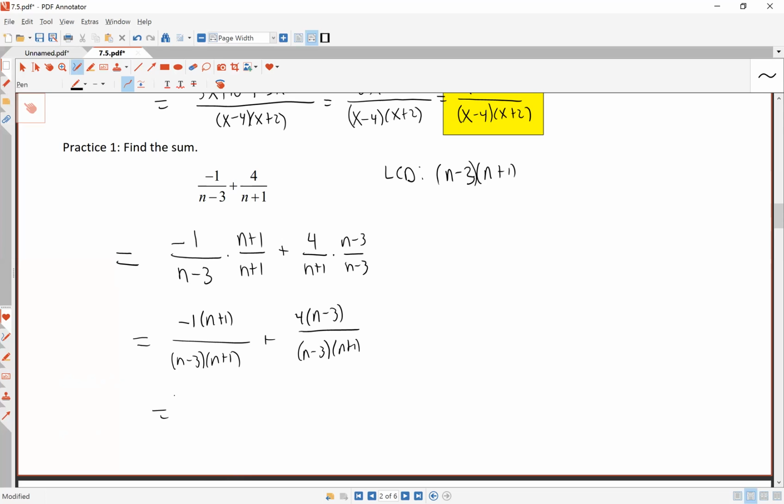We distribute those across, we get negative n minus 1, 4n minus 12. Negative n plus 4n is 3n. Negative 1 minus 12 is negative 13, divided by n minus 3 and n plus 1. 3n minus 13 is completely factored, doesn't match anything in the denominator. So that's our answer.